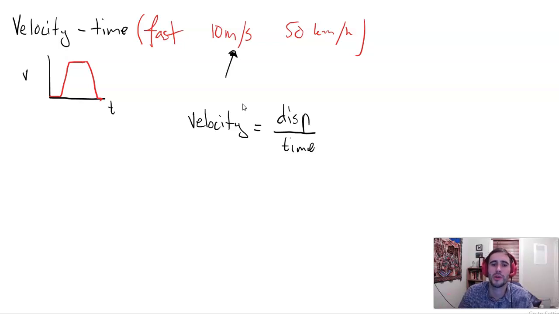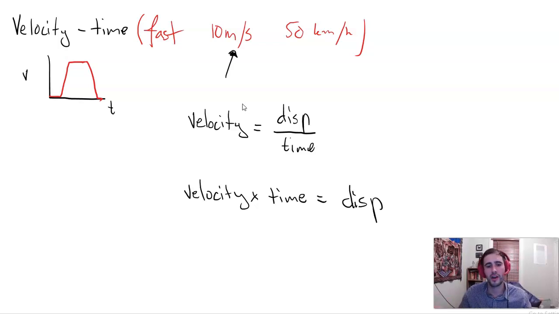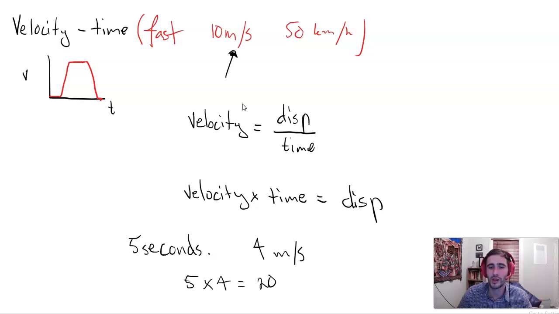Well, with a little bit of algebra, we can mix these around and we will shift time over and we'll get velocity times time equals displacement. And this kind of makes a little bit of sense if you think about it. If I walked for 5 seconds and I was walking at a speed of 4 meters per second, so, well, it's pretty fast, but let's say I'm power walking, 4 meters per second, and I walk for 5 seconds, how far do I go in those 5 seconds? Well, that would just be a simple 5 times 4, which equals 20 meters.